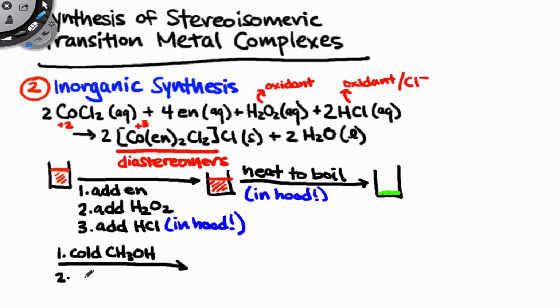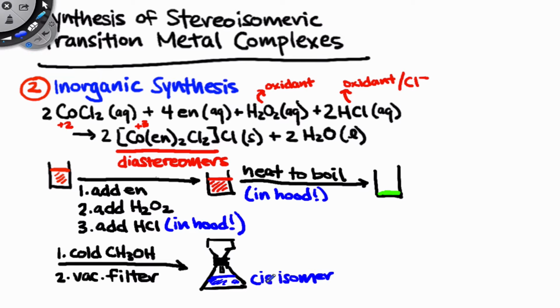After that wash with cold methanol, we're going to vacuum filter, and this is really where we physically separate the products. So what we end up with at the end of this process is in the filter flask we'll have the methanol, which was used to wash, as well as the cis isomer.